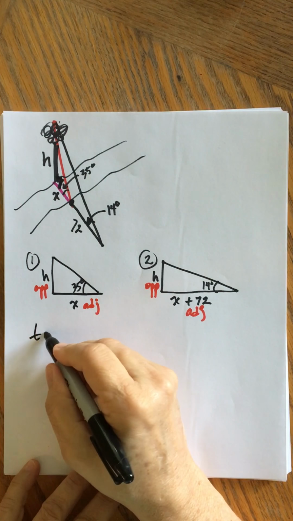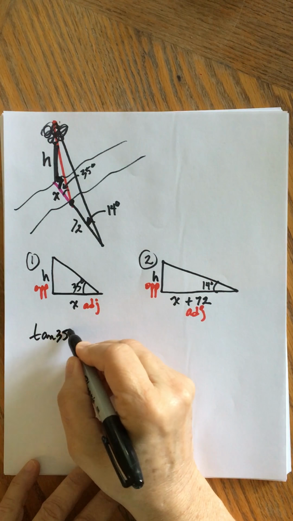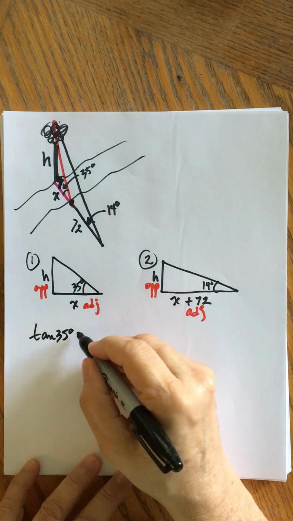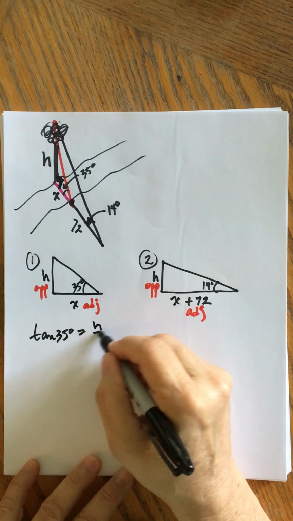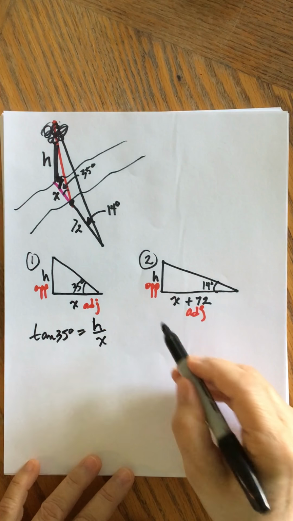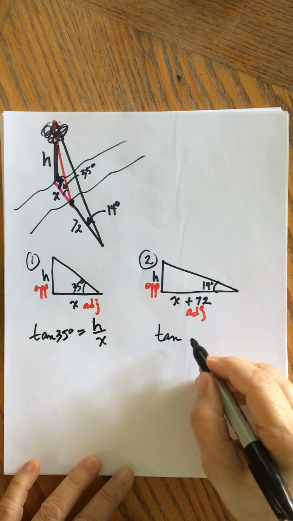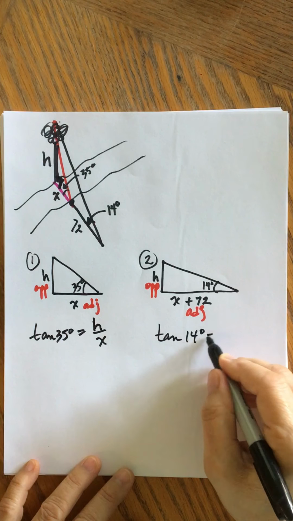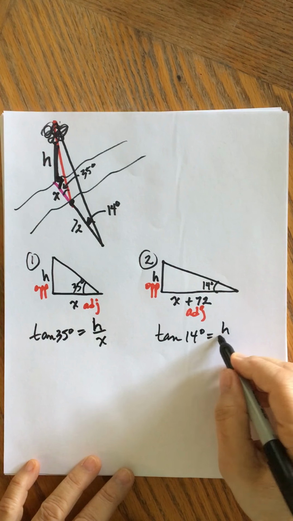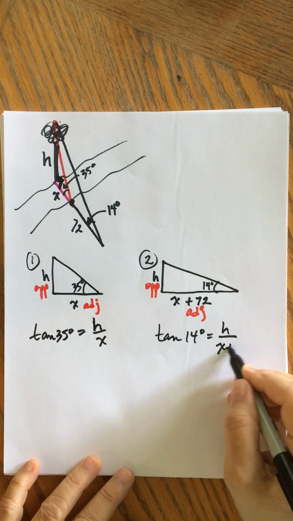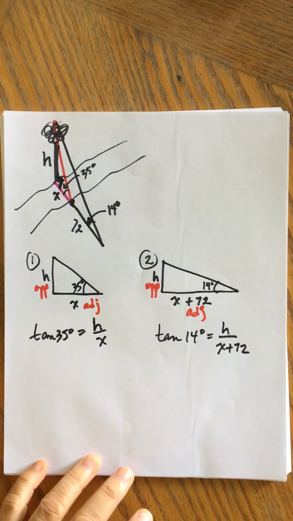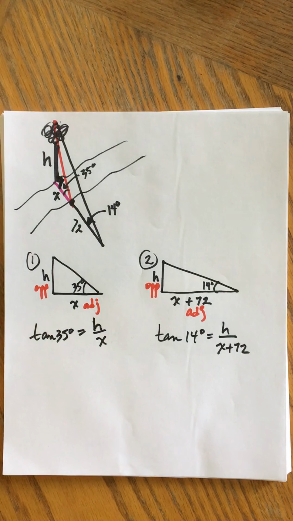So I would say tangent of 35 degrees is equal to opposite over adjacent, which is h over x for my first triangle. And for the second triangle, I would also use tangent, because that's opposite over adjacent. So tangent of 14 degrees is h, opposite, over adjacent, x plus 72. Okay. So there you go.